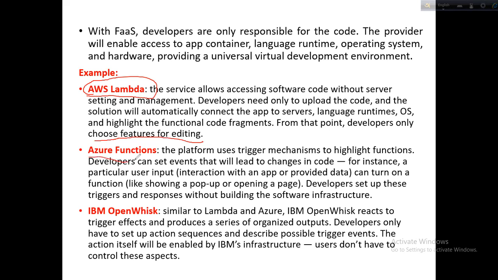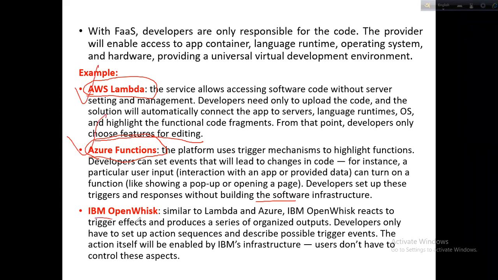Another one is Microsoft Azure Functions, where the platform uses trigger mechanisms to highlight functions. Developers can set events that will lead to changes in code. For instance, a particular user input can turn on a function, and developers set up these triggers and responses without building the software infrastructure. So this is another example, this one from Microsoft, the previous from Amazon.